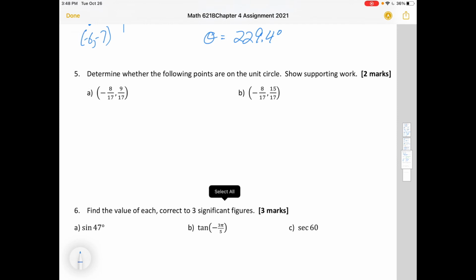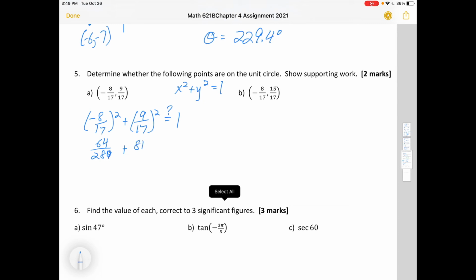Determine whether these points are on the unit circle. So the equation of the unit circle is x squared plus y squared equals 1. And I'm just going to throw in these points and see if they work. I saw a lot of people go to decimal approximations. We have to be really finicky here because we want to find out if it's exactly 1 when we put this all in. So that'll give me 64 over 289.